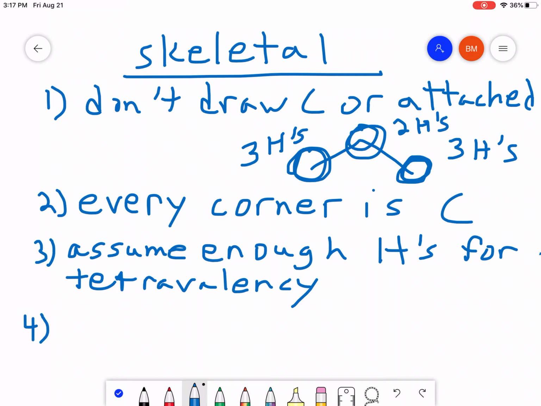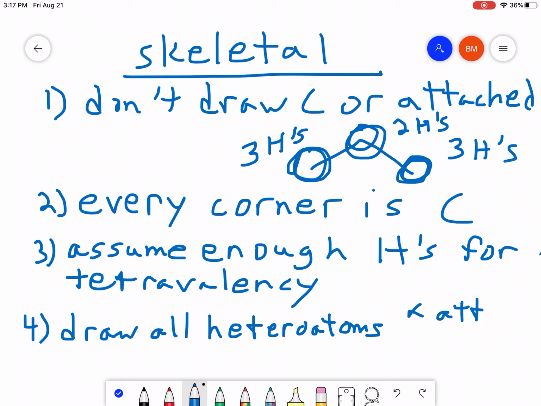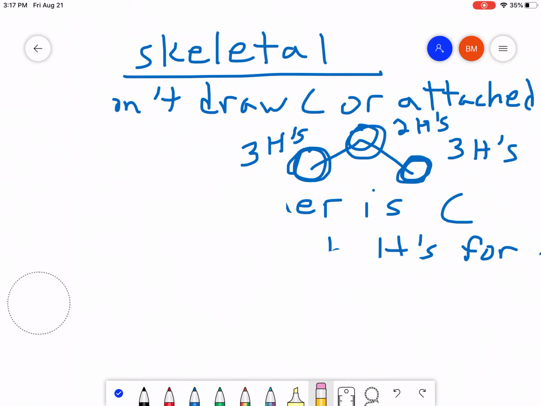Lastly, we do draw all heteroatoms and attached H's. Simply put, a heteroatom is any atom that is not carbon or hydrogen. So nitrogen's a heteroatom, oxygen's a heteroatom, halogens are heteroatoms, basically anything that's not carbon or hydrogen. All right. Now, let's take a look at some more in-depth examples.